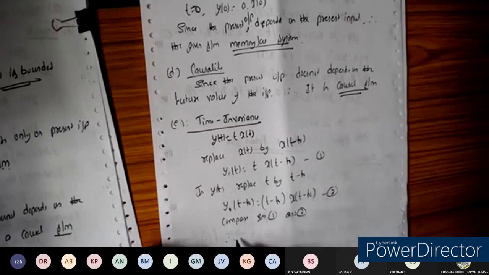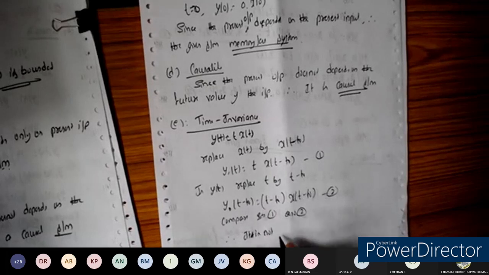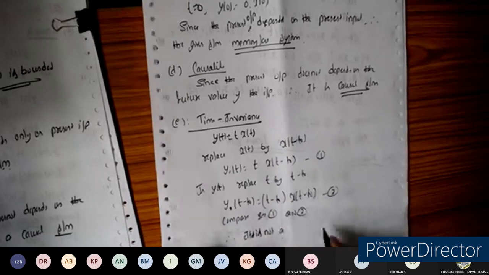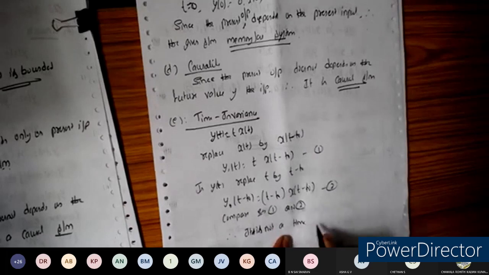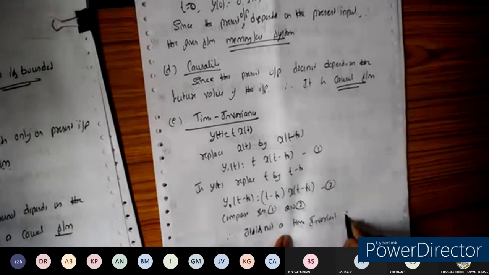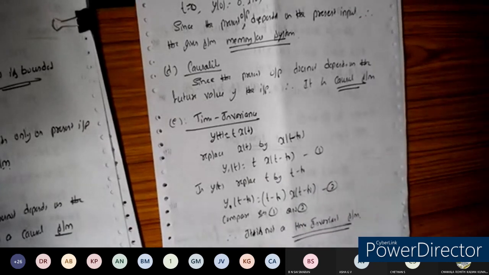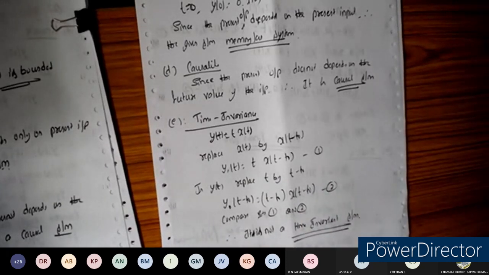So compare equation 1 and 2. You can say it is not a time invariant system. The given system is not a time invariant system. So underline the properties you are going to get, so that it will be easy for you to analyze and easy for you to solve the problem here.